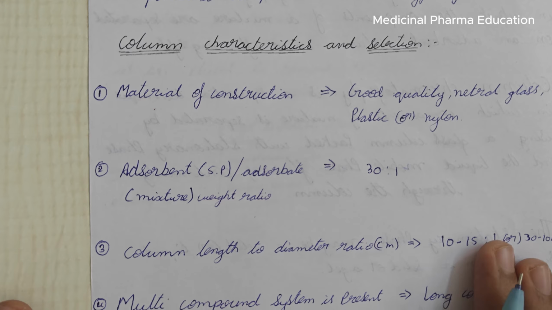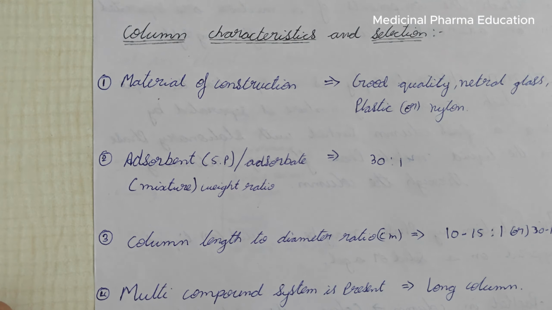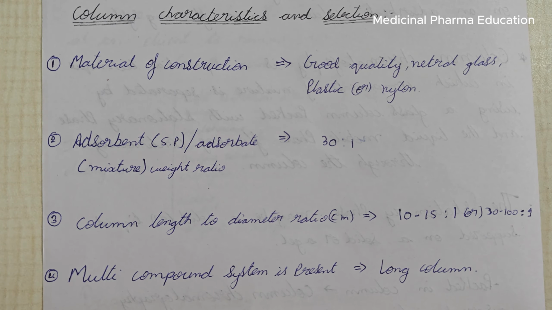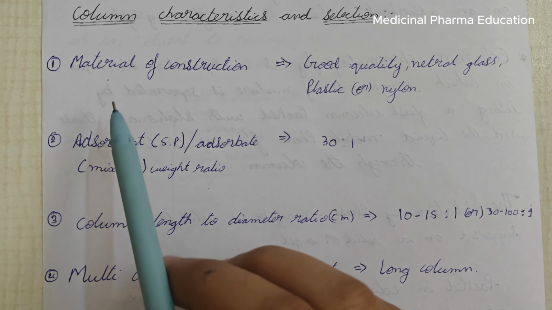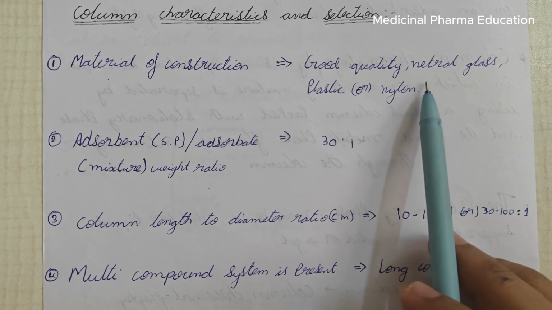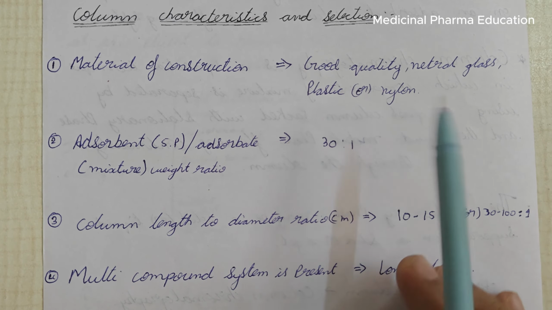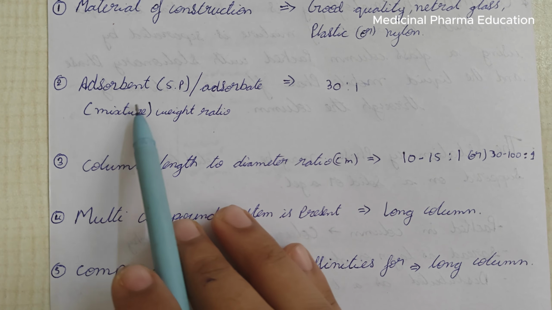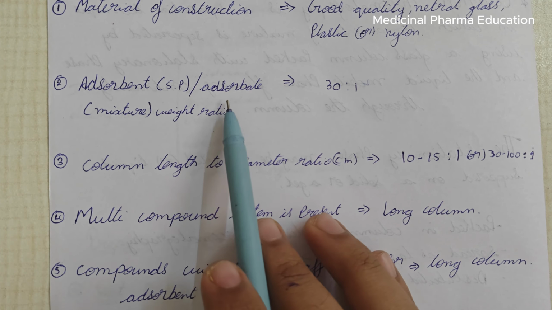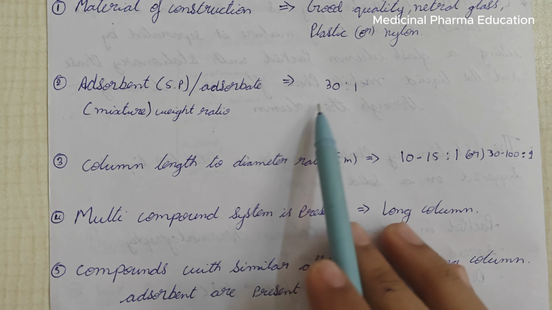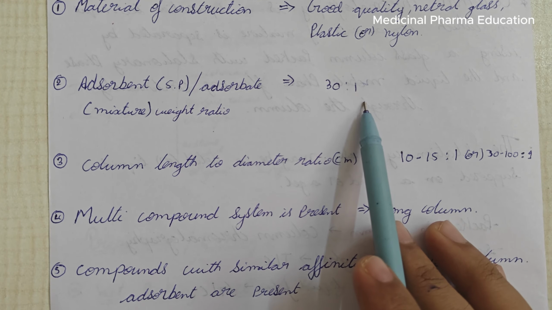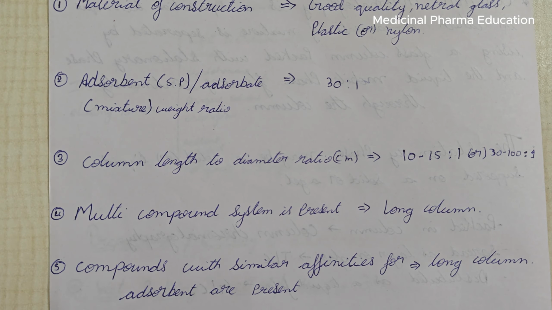Now, column characteristics and selection. These are some important methods or materials required. First, material for construction: good quality neutral glass, plastic, or nylon. Next, the ratio of adsorbent, the stationary phase, to the adsorbate mixture by weight is 30:1. We need a 30:1 ratio.